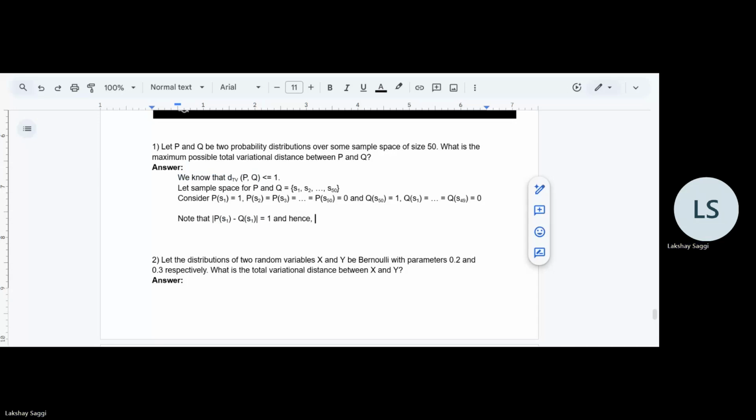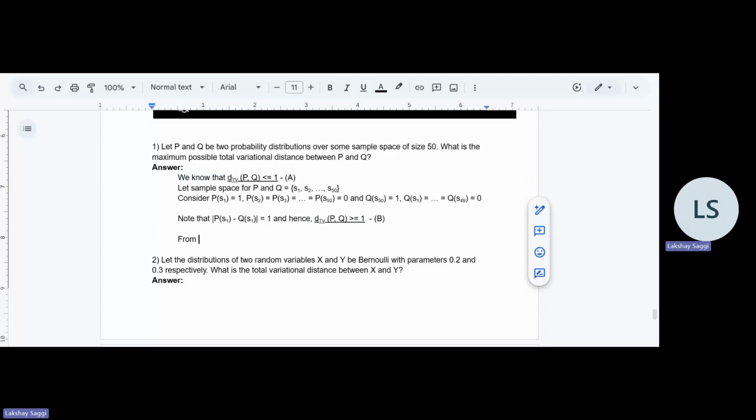And hence d of P, Q is actually greater than or equal to 1, because for the supremum we'll have that it should be greater than or equal to this value. And so let's say this is statement A, and this is statement B.